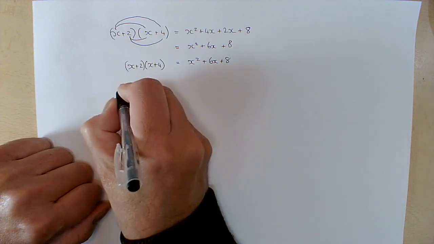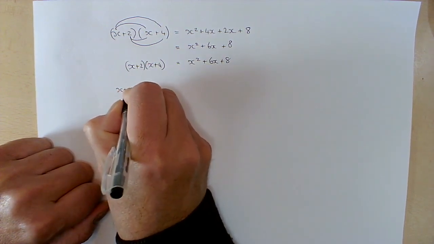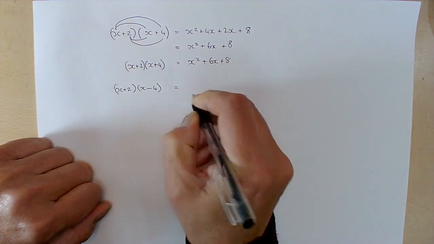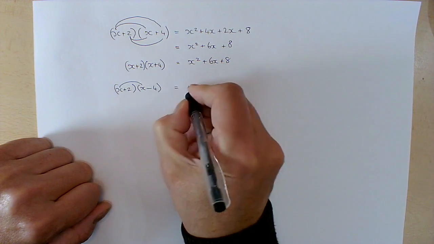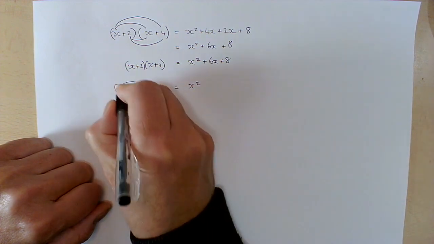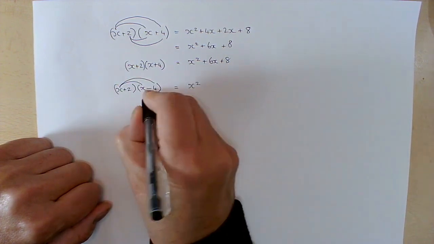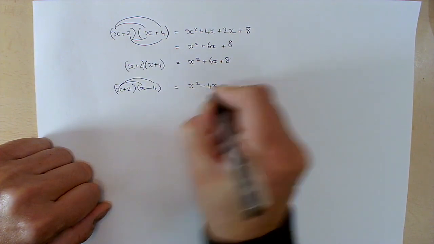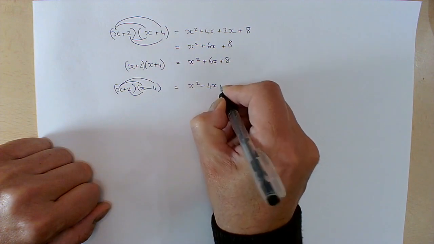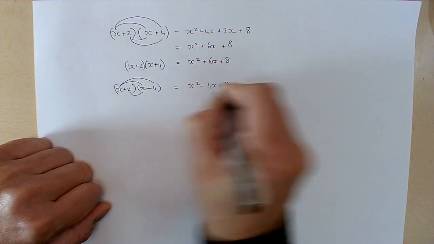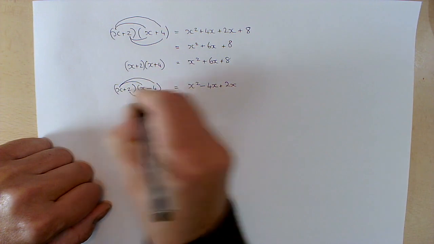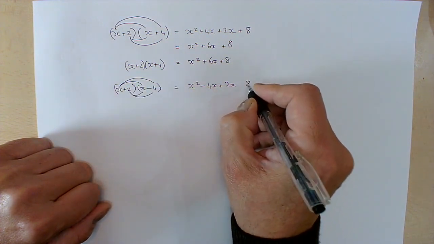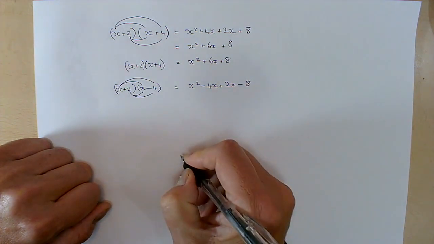I'll give you another example. (x + 2)(x - 4) this time, just to show you the difference. So we do x times x, which is x squared. x times minus 4 this time is a minus 4x. 2 times x, and it's a plus 2x. And then we have plus 2 times minus 4. 2 times 4 is 8. Because one's a plus and one's a minus, it's a minus.